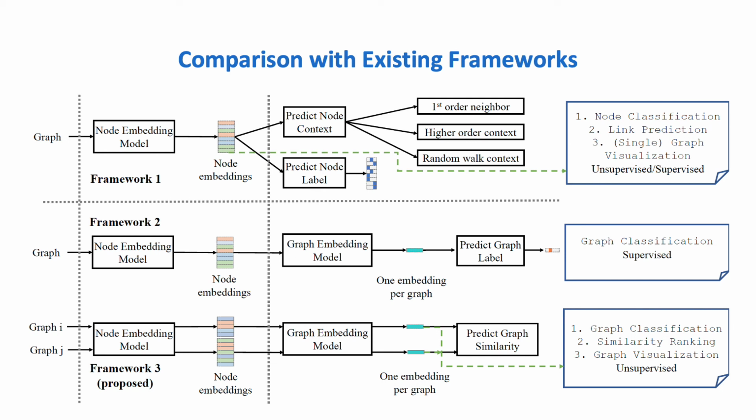What we want to do here belongs to the third class of framework. We have not just a graph, but a pair of graphs, and also a collection of graph pairs. From the node embedding model, we want to learn a graph embedding model by modeling the interaction between the pair of graphs, so that we can not only do graph classification, but also similarity ranking and visualization of different graphs.